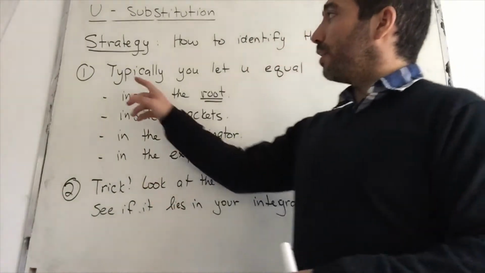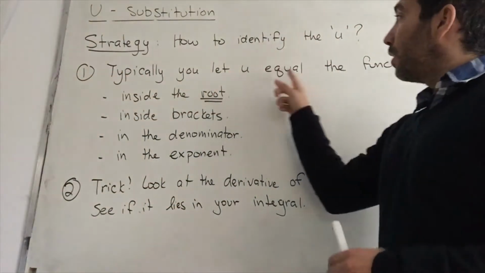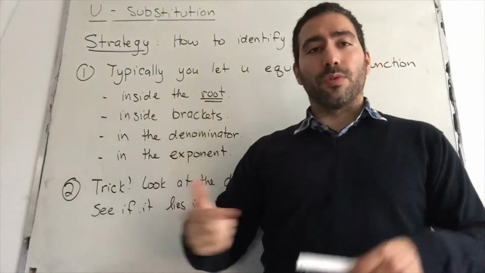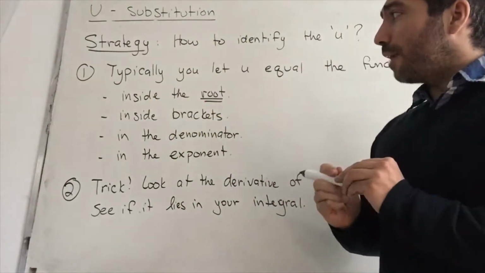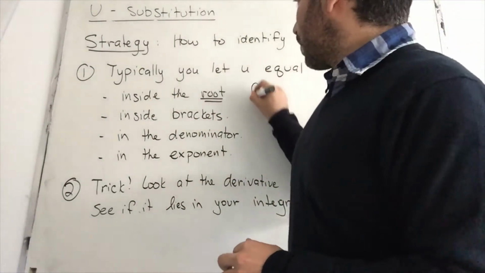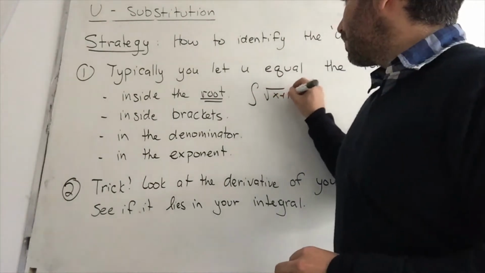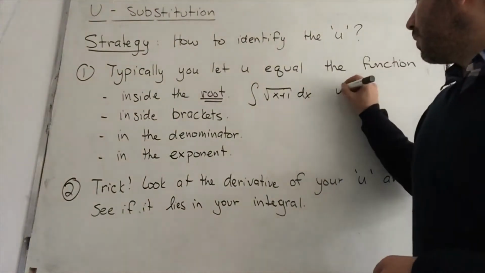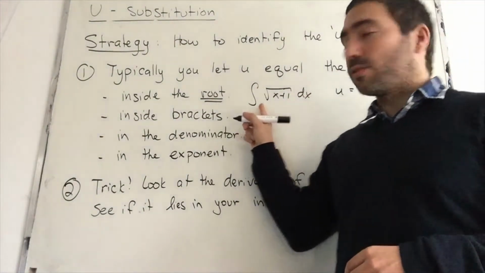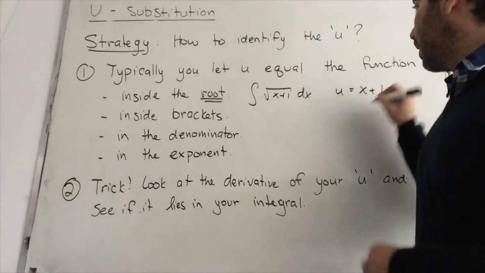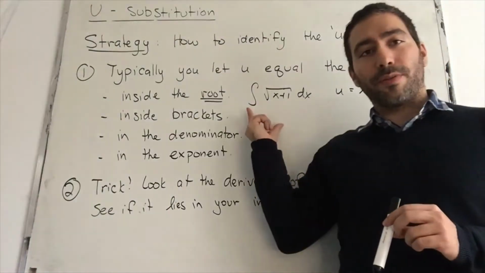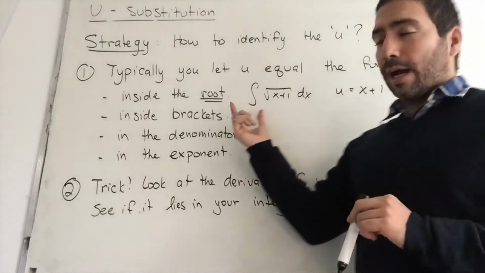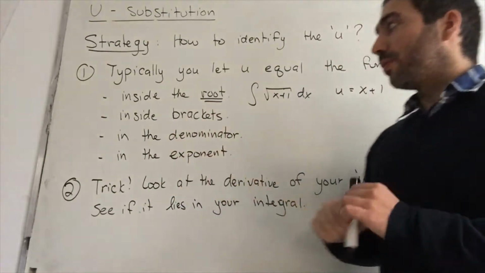So let's begin with calling u the function which is inside the root. What do I mean by that? Well, let's say you have the integral of the square root of x plus 1 dx. In order to solve this, you're going to let your u equal whatever's inside the root. So we'll let u equal x plus 1. And this substitution is going to solve this problem. I'm not going to solve it now, but I'm just showing you how to choose your u.